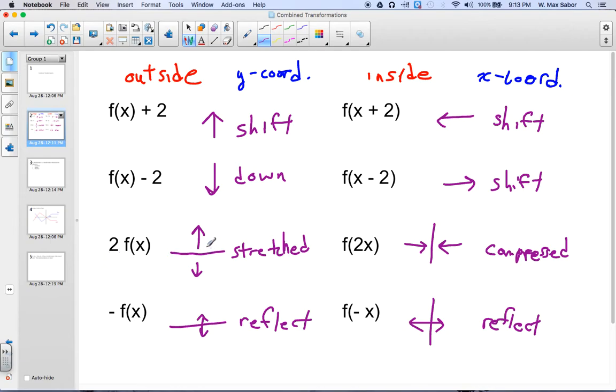One thing to note is I didn't list out how we would compress toward the x-axis or how we would stretch away from the y-axis. That would be the exact same thing as these, except instead of multiplying by 2, we'd multiply by something like 1/2. So multiplying by 1/2 outside compresses toward the x-axis. Multiplying by 1/2 inside would stretch away from the y-axis.